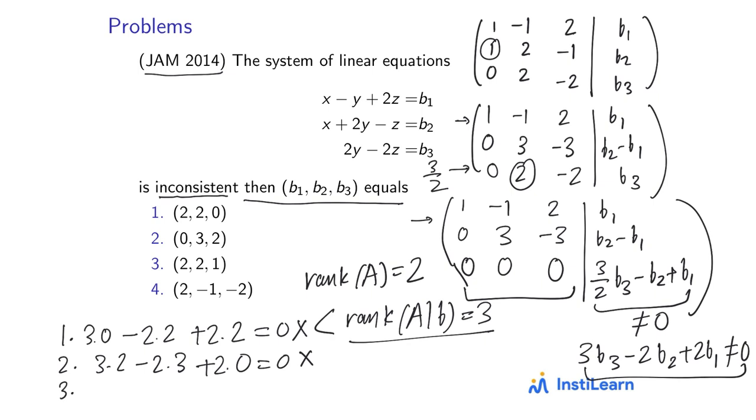Option 3 is 2, 2, 1. So 3 times 1 minus 2 times 2 plus 2 times 2. So you get minus 4 plus 4 plus 3, equal to 3. So this is not 0. So this can be an answer.